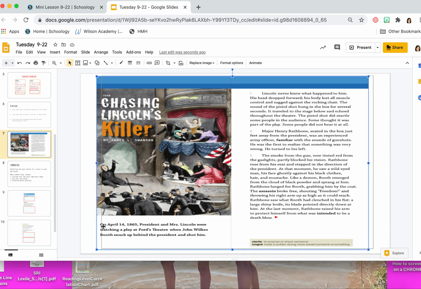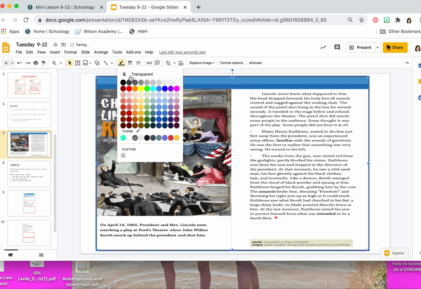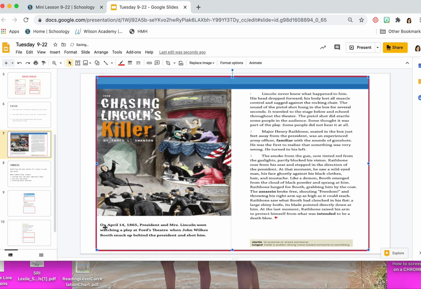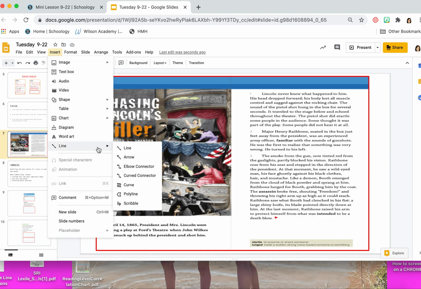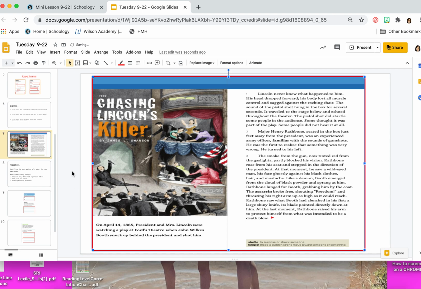Let's do a thick line, and I'm going to do red. All right. So when? April 14th, 1865. Let me put my line over here. Okay, so that's our first one right there.